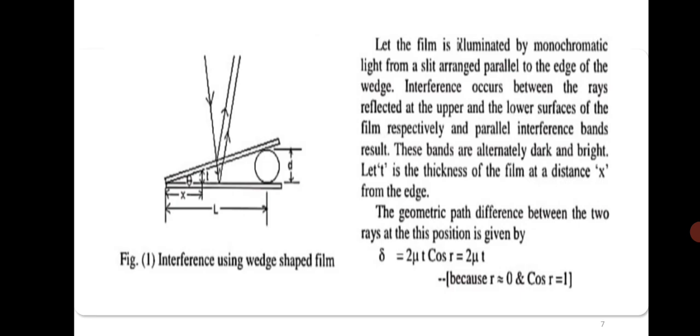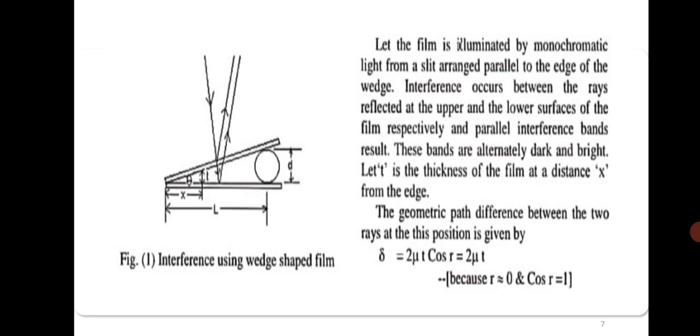Let the film be illuminated by monochromatic light from a slit arranged parallel to the edge of the wedge. Interference occurs between the rays reflected at the upper and lower surfaces of the film respectively, and parallel interference bands result. These bands are alternately dark and bright.